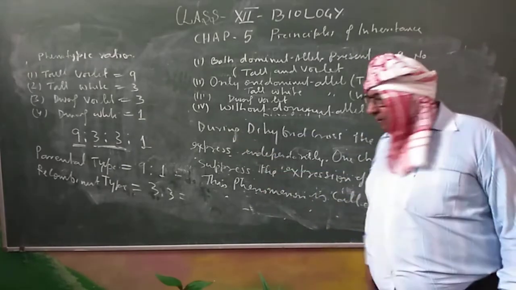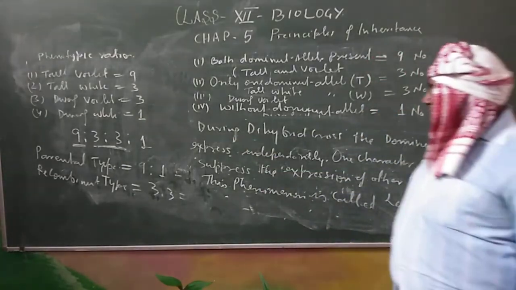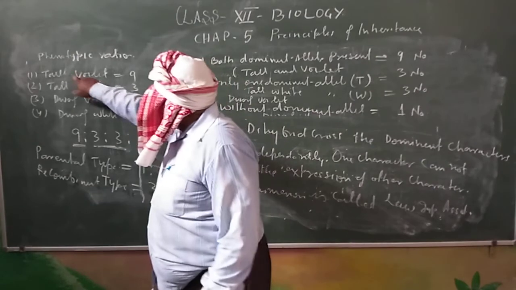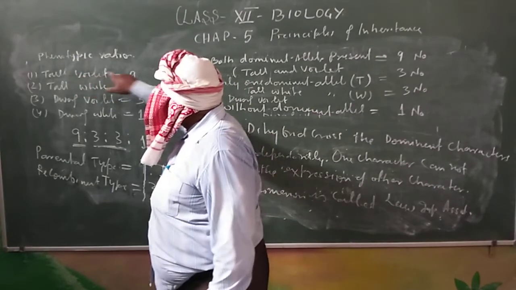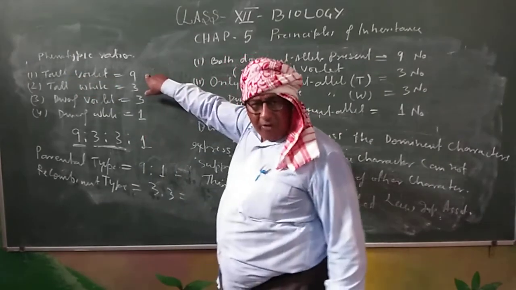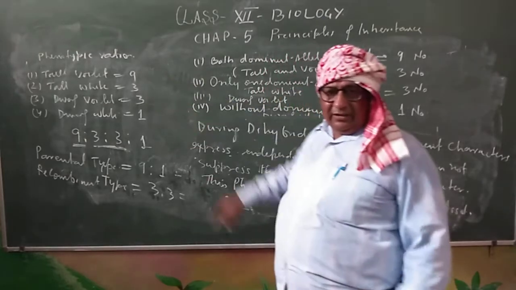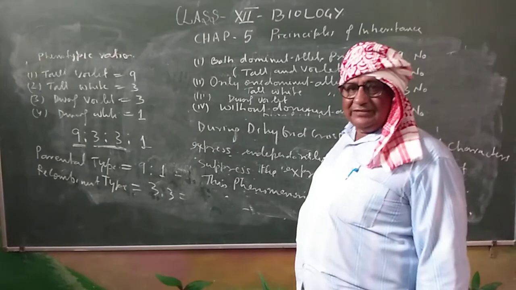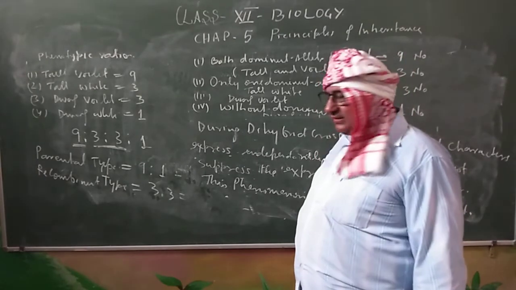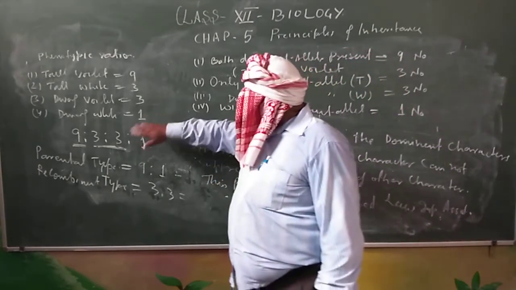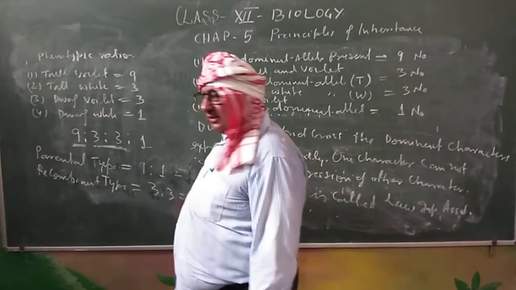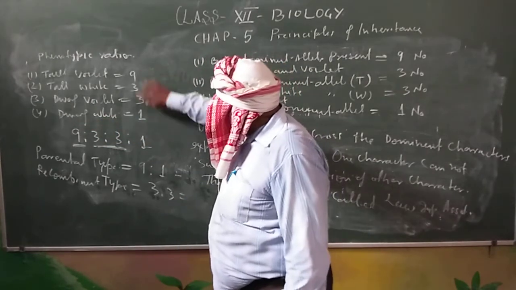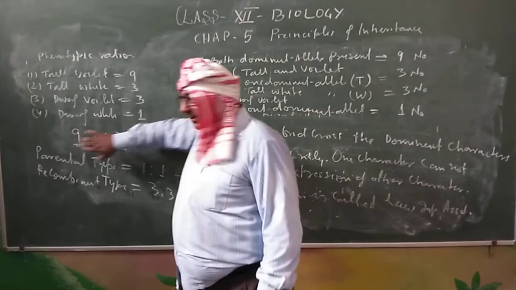In this ratio, we are finding the 9 individuals, they have tall and violet color. They are both dominant. It was a parent. If you remember, it was an F1 parent. That was the male parent. And it was the female parent. Female parent was dwarf and white. So both 9 and 1, they represent parental character.